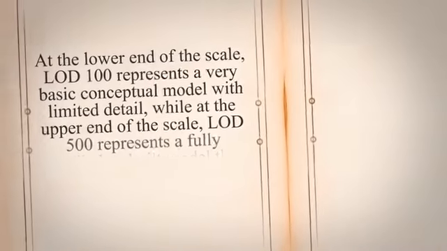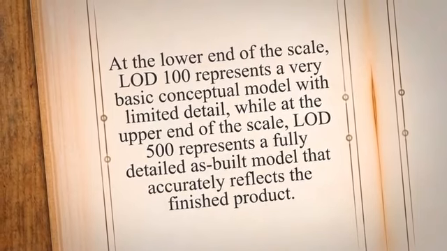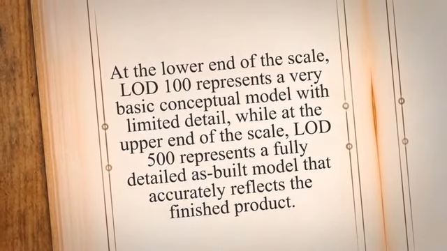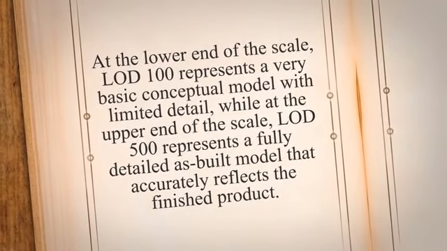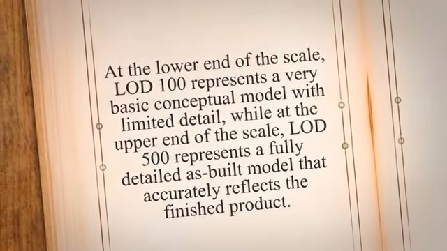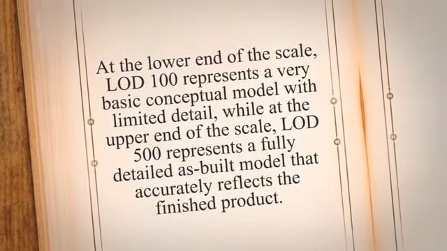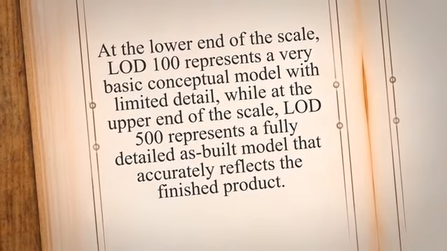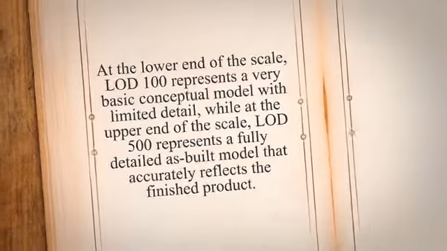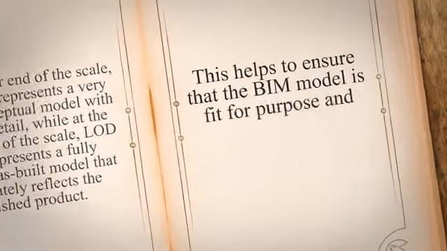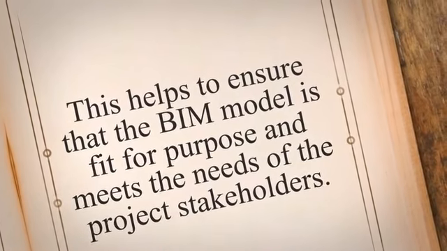The LOD scale typically ranges from LOD 100 to LOD 500, with each level corresponding to a specific stage of the project. At the lower end of the scale, LOD 100 represents a very basic conceptual model with limited detail, while at the upper end of the scale, LOD 500 represents a fully detailed as-built model that accurately reflects the finished product.